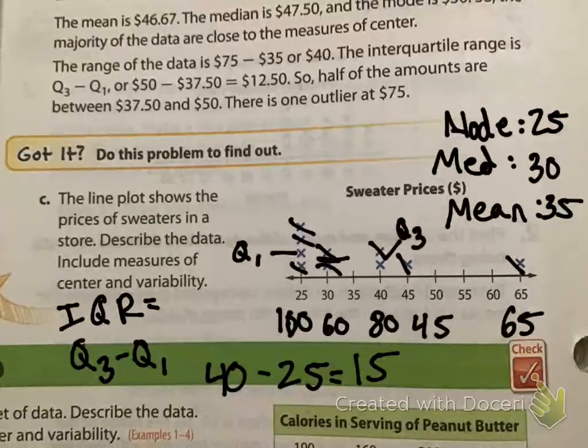15 times 1.5. We get 22.5. So now we add that to our Q3. Once again, our Q3 was 40. So we add that to 40 and we get 62.5. That means that's too big. It's our outlier. Then we subtract it from Q1. Q1 was 25. That's already the smallest, which means our only outlier is 65.